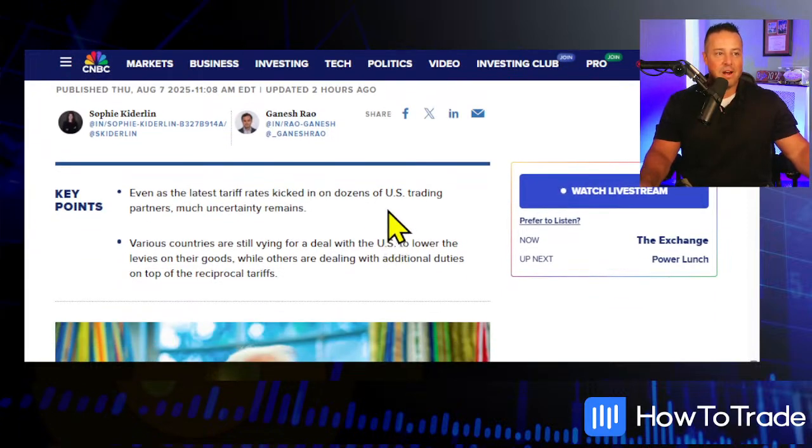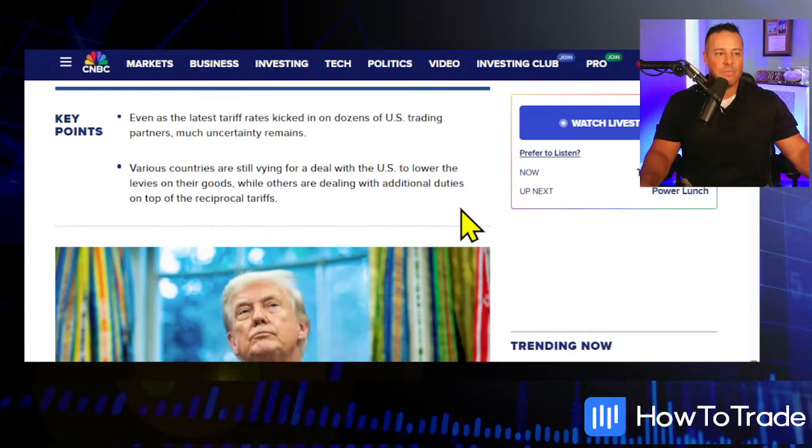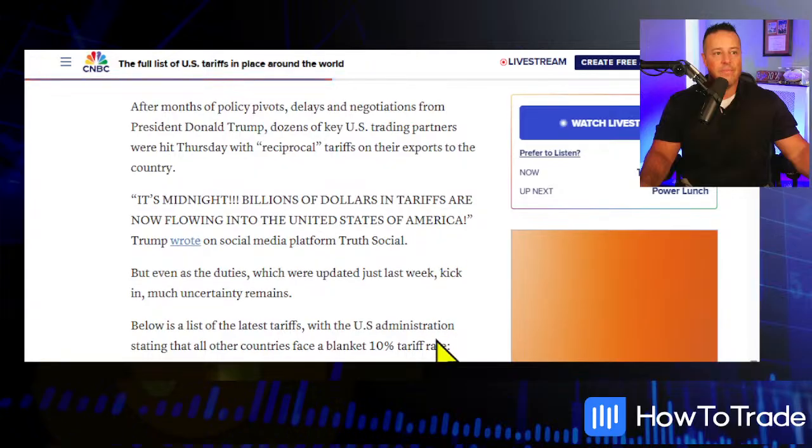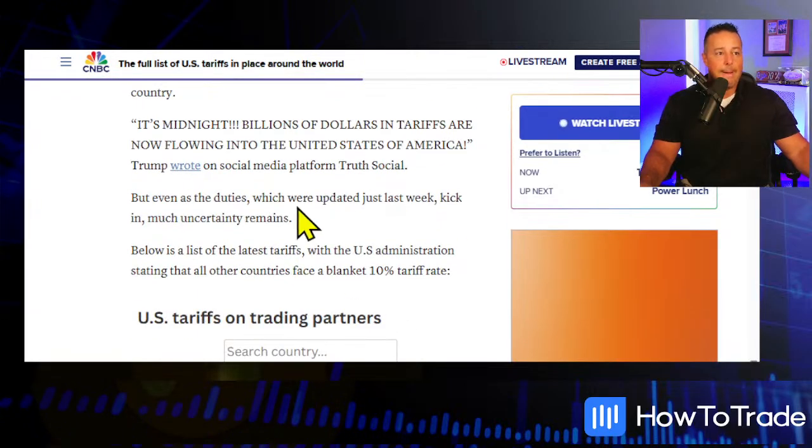Even as the latest tariff rates kicked in on dozens of U.S. trading partners, much uncertainty remains. Yeah, nobody really knows what to do right now. Equities are taking a bit of a hit, but you're seeing right there the truth, from Truth Social, from Trump: it's midnight. Billions of dollars in tariffs are now flowing into the United States of America.